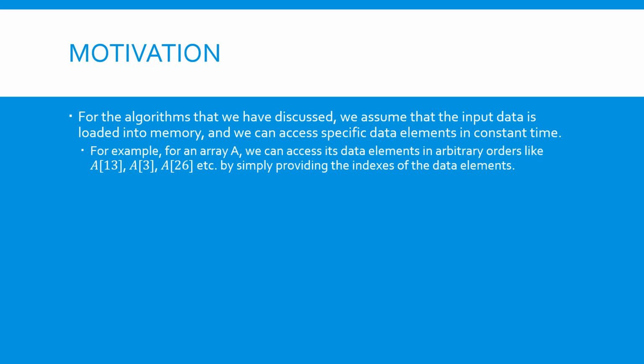In this video, we will discuss external sorting algorithms. Recall that all sorting algorithms we have discussed so far assume that we can load the entire dataset into memory, and we can perform random data access in constant time and with negligible overhead. For example, for an array A, we can access its data elements in arbitrary orders like A[13], A[3], A[26], etc. by simply providing the indexes of the data elements.